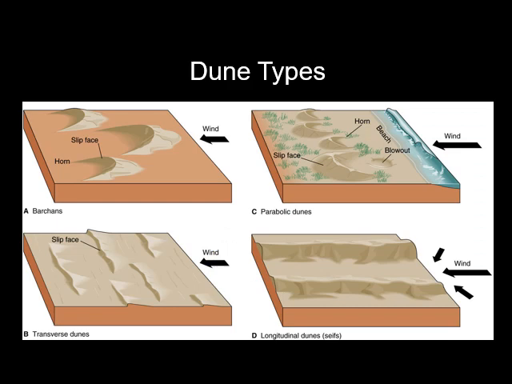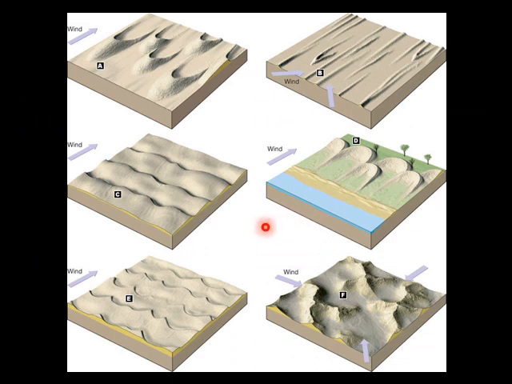Types of dunes. We have here 4 types: barchan, parabolic, transverse, and longitudinal dunes. Take note that the wind direction or wind strength is very important in the resulting dune form. These are some other types of dunes. Notice the difference in morphology.